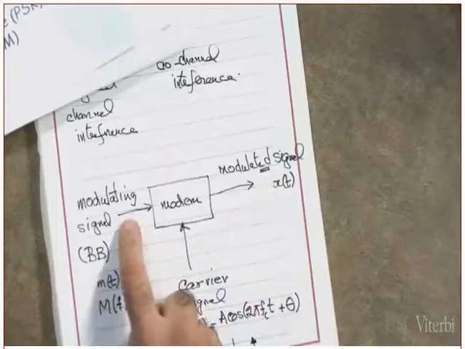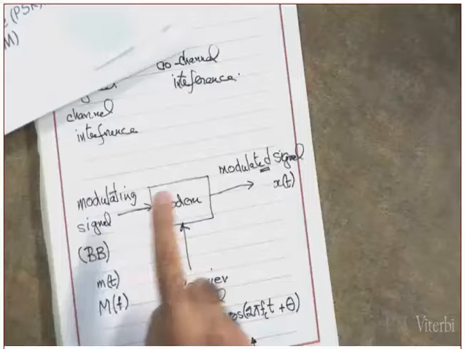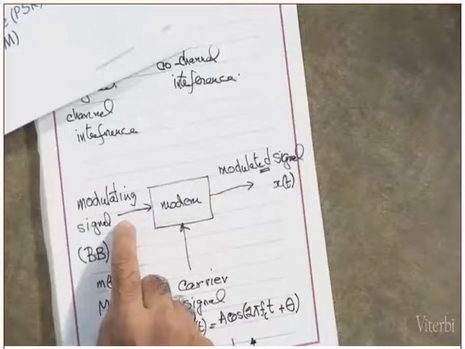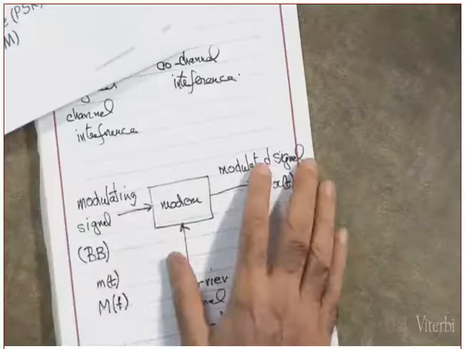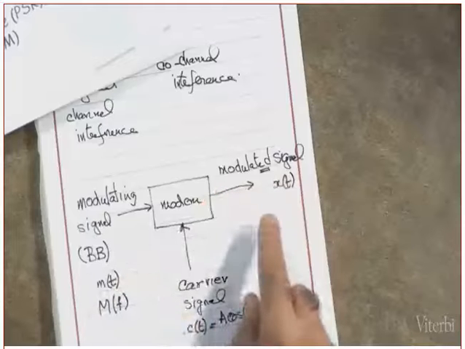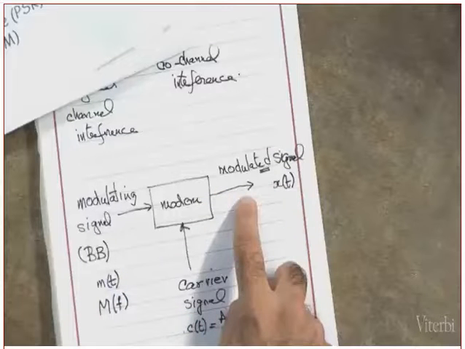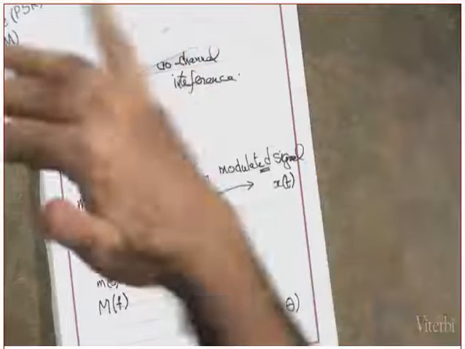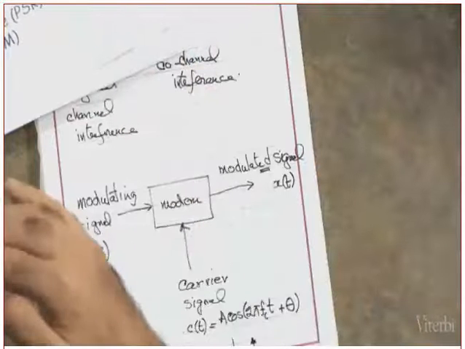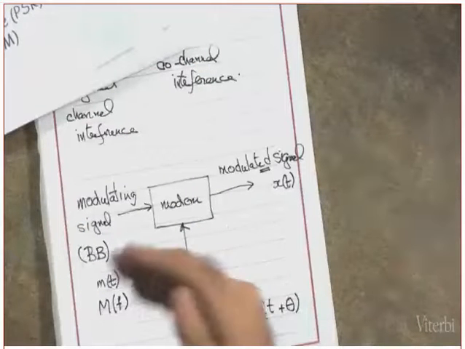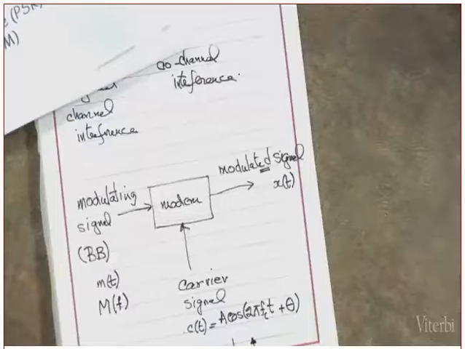Now, the information, could it be analog? I call it analog modulation. Could the information be digital? I call this digital modulation. But you need to understand one thing. The signal itself, the modulated carrier, is an analog signal carrying digital information, or it is an analog signal carrying analog information.